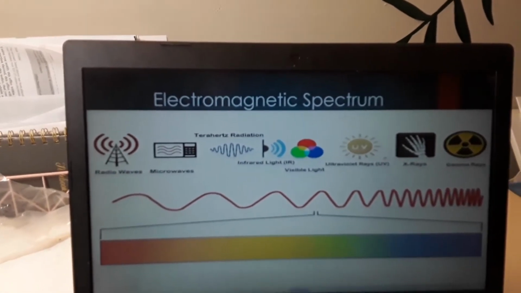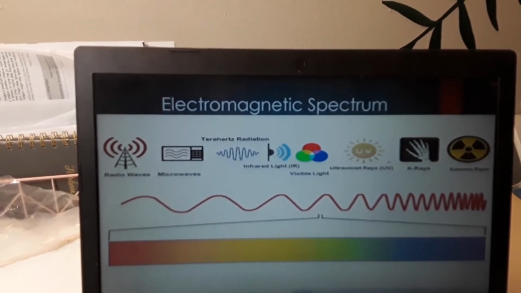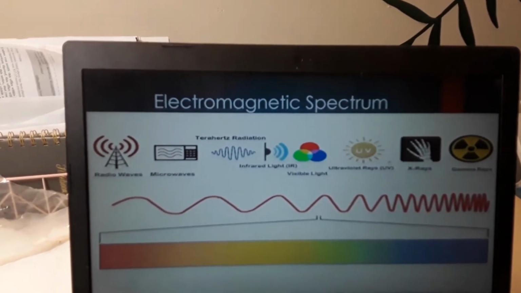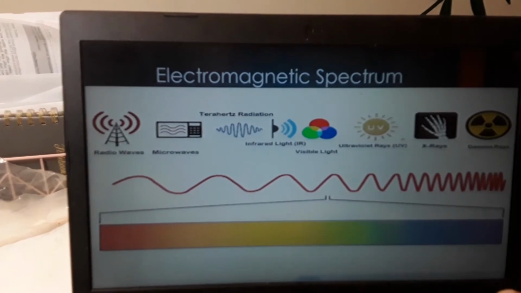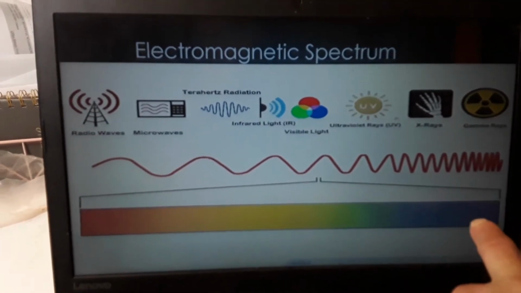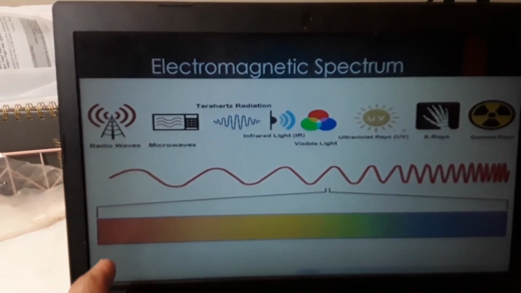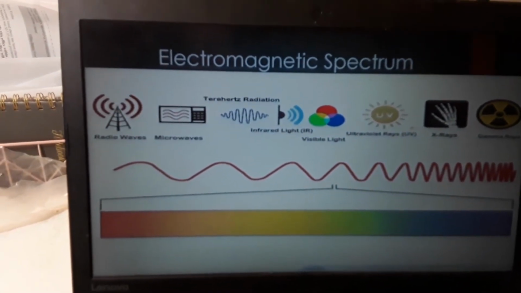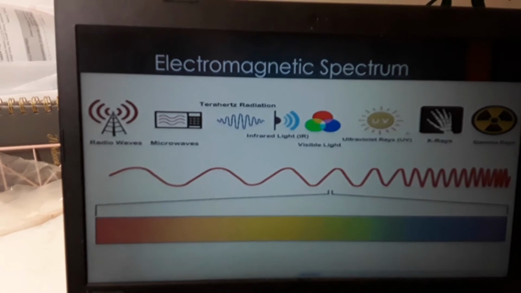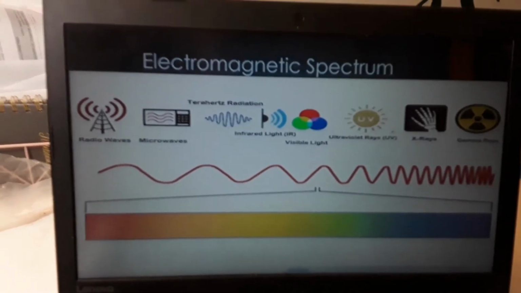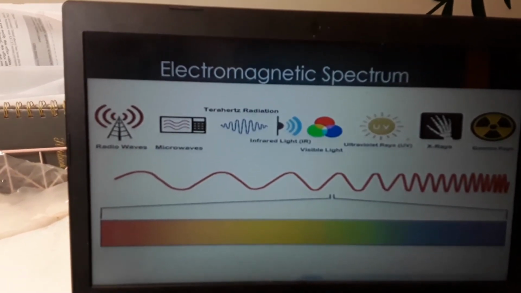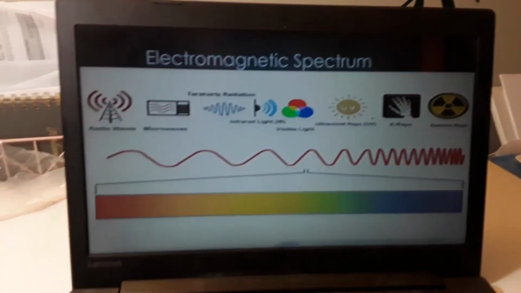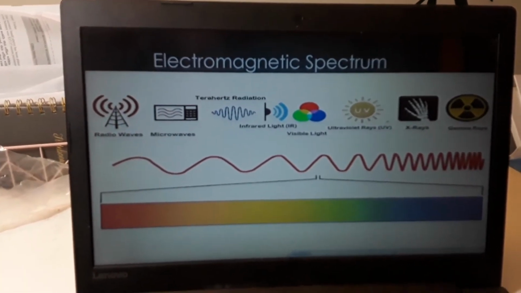Then we have visible light, which is seen in a spectrum. The purple is the shorter wavelength with the high energy, to the red, which is a longer wavelength with lower energy. And as we all know, different visible lights can change our retinas in our eyes as it adjusts to seeing the light.